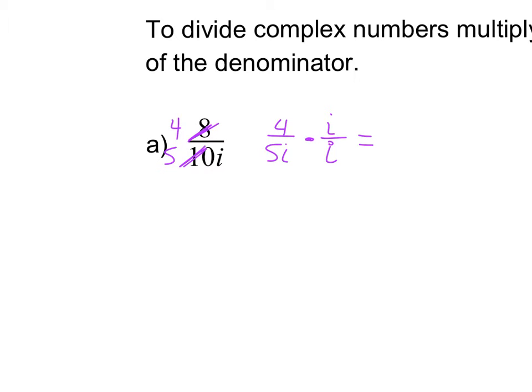So, or the i in the denominator anyway. So that'll be 4i over 5 times -1, which would be 4i over -5. Or you could bring that negative out front. Doesn't matter.